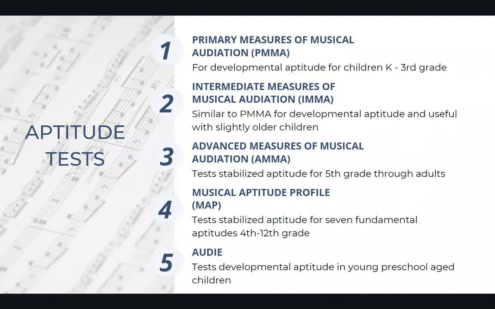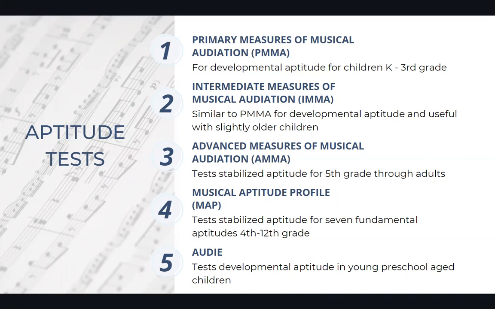Advanced Measures of Music Audiation is a test for stabilized aptitude used with anyone from 5th grade through adulthood. It also tests tonal and rhythm aptitudes. Music Aptitude Profile Test is for students with stabilized music aptitude from 4th to 12th grade and tests the 7 fundamental aptitudes.